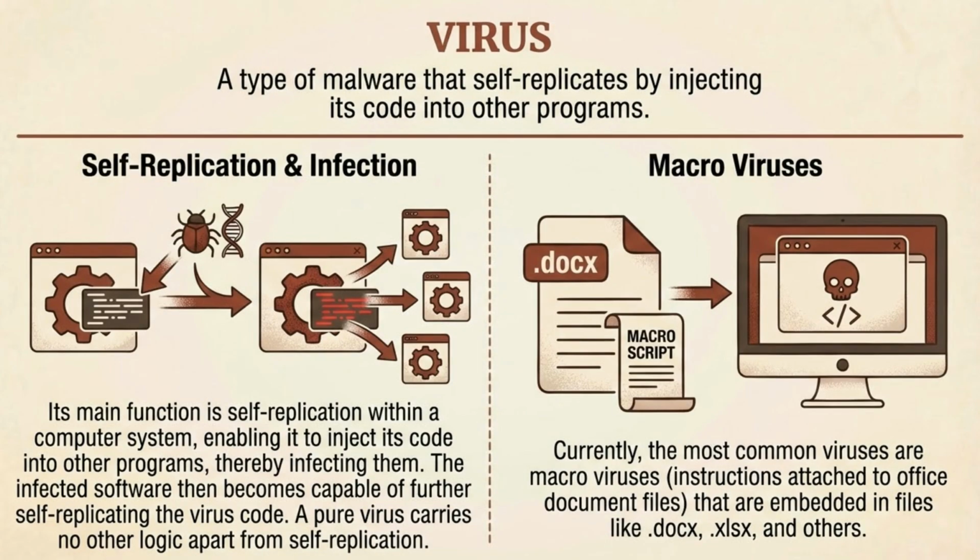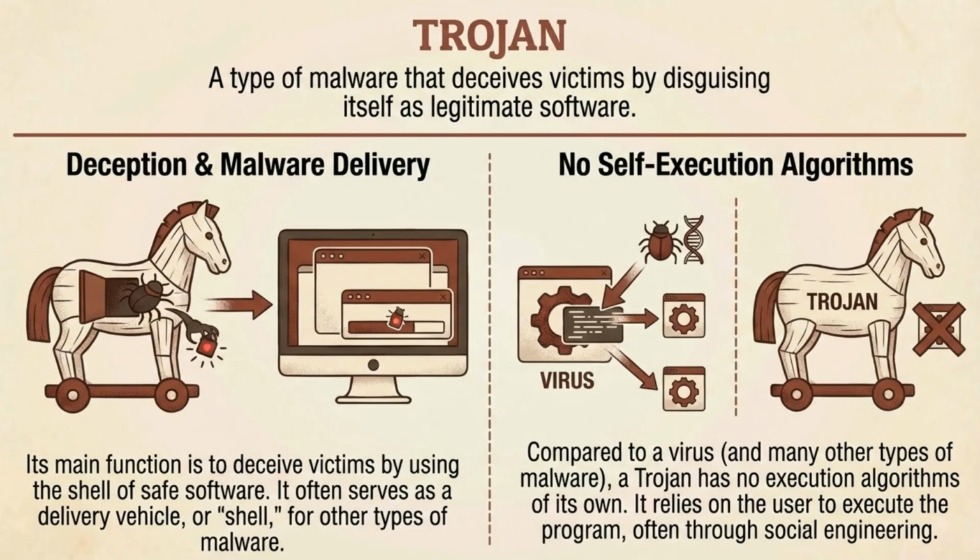A virus is a type of malware that self-replicates by injecting its code into other programs. The most common forms are macroviruses, attached to Office documents. A Trojan disguises itself as legitimate software to deceive victims. Unlike viruses, Trojans do not self-execute and rely on the user to run the program.